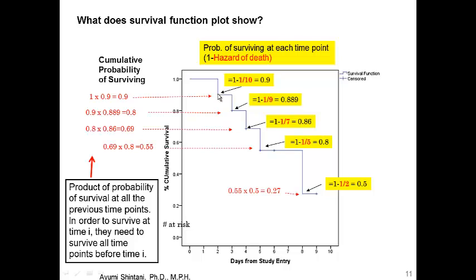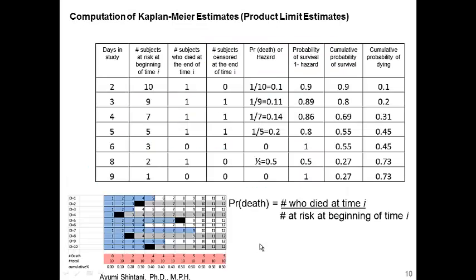And this plot indicates the cumulative probability of survival, which is 90% at day 2. And this point presents the cumulative probability of survival, which is 55% at day 5. Okay? So the first thing you do in computing the Kaplan-Meier estimate for cumulative probability of survival is you put the days where either events or censoring events occur.